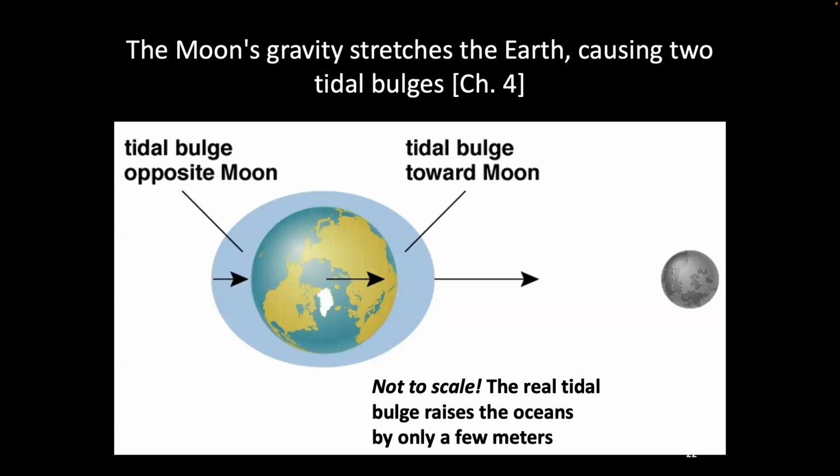Gravity's still pulling this side or this side? Yeah, so the force of gravity here is smaller than here, right? But in the middle, the Earth is also being pulled. Essentially what's happening, the Earth is being pulled towards the moon, like the moon is being pulled towards the Earth. We already saw that, right?